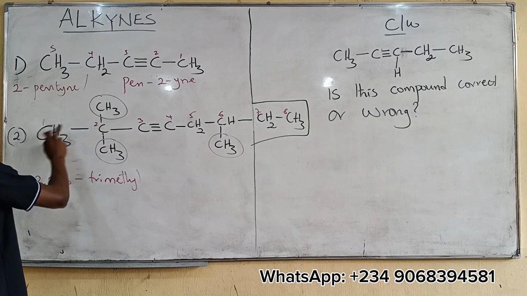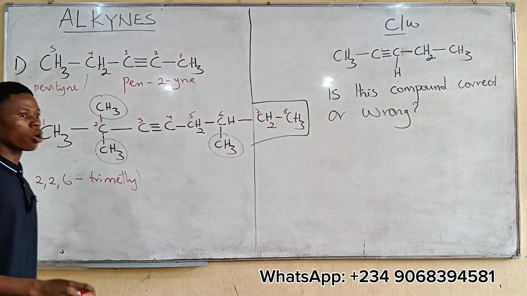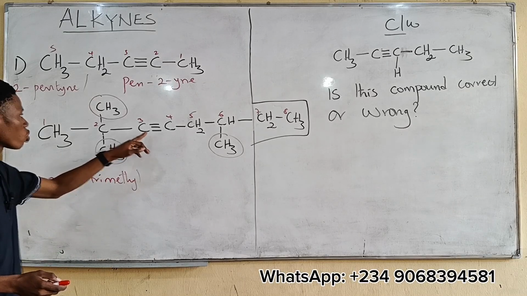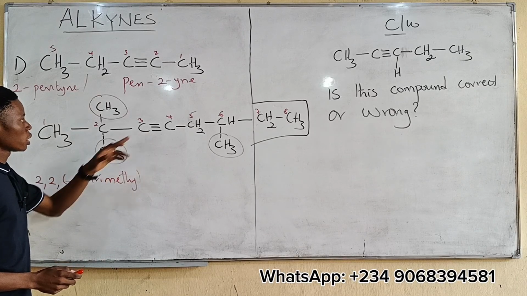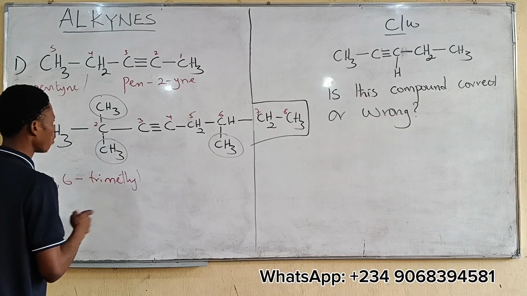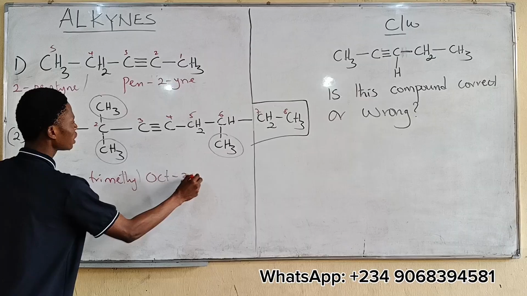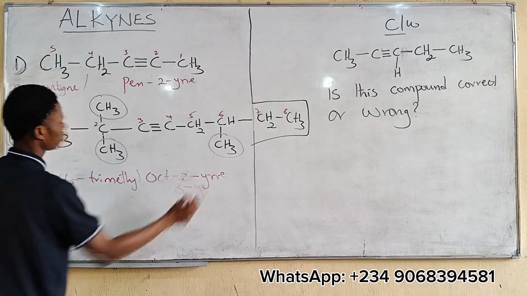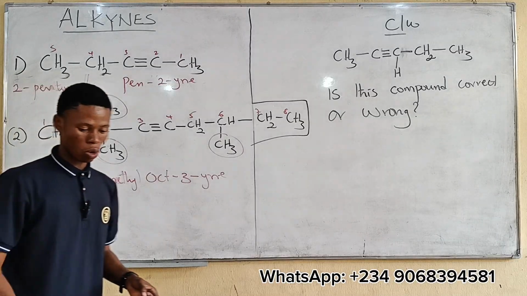The parent has 1, 2, 3, 4, 5, 6, 7, 8 carbons, which is supposed to be octane. But now you have to tell them the position of the triple bond. The triple bond is on position 3, right? So you say trimethyl octyne. So 2,2,6-trimethyl-3-octyne. That is the name of that compound there.